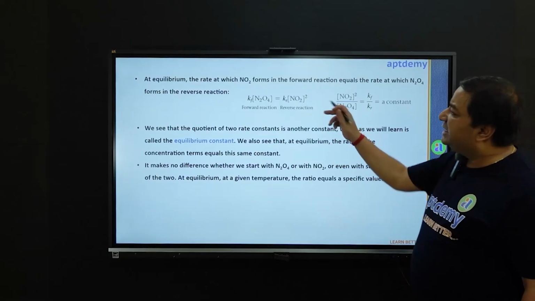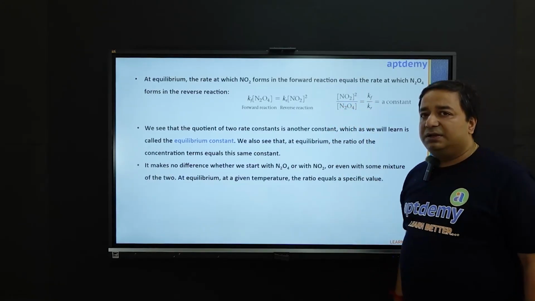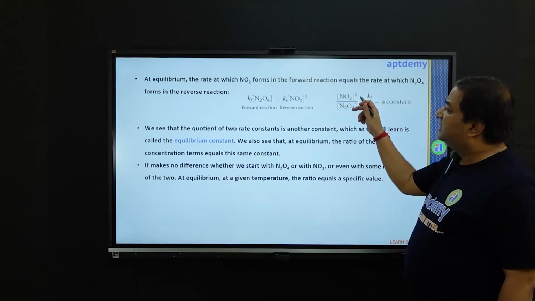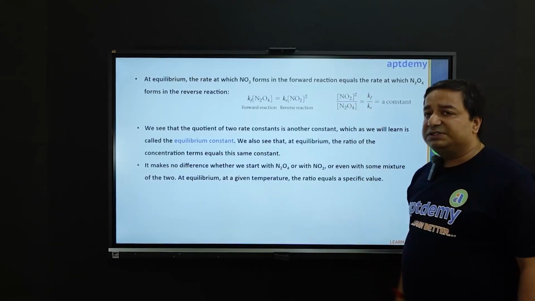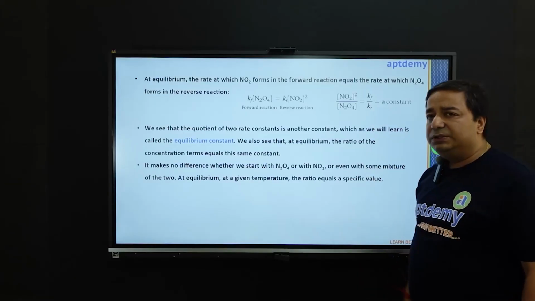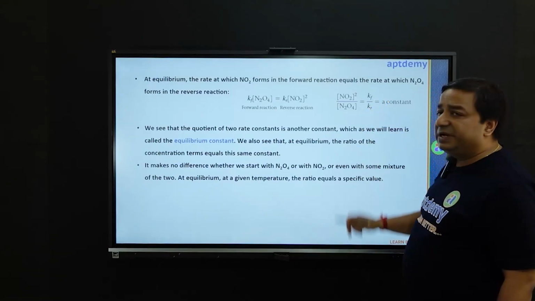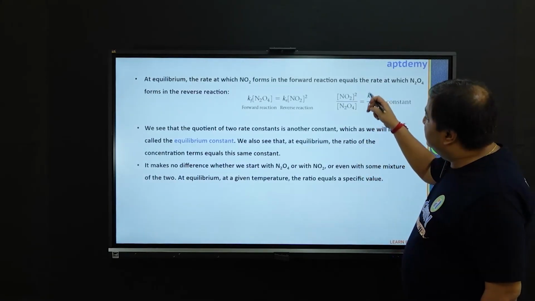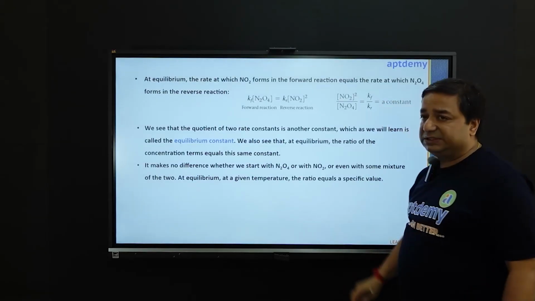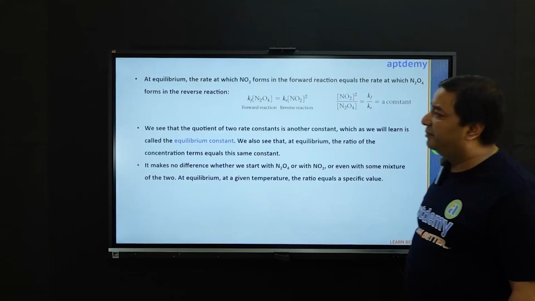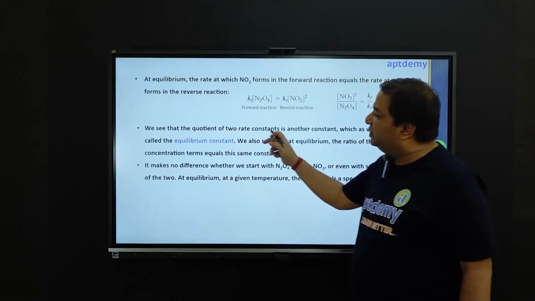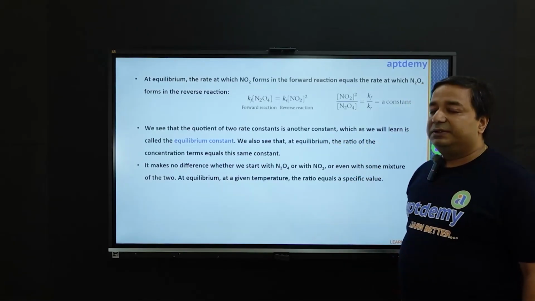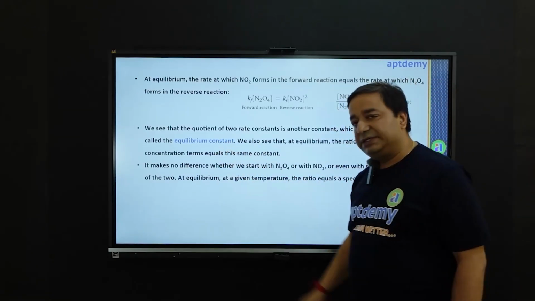And now we can rearrange the equation and write it in the following manner: in the numerator we will write the concentration of NO2 raised to the power 2 above the concentration of N2O4. That would be equal to the rate constant for the forward reaction above the rate constant for the reverse reaction. Now, we would notice that this constant is actually equal to another constant. So that is what we are going to discuss now. We see that the quotient of the two rate constants is another constant, which, as we will learn, is called the equilibrium constant.